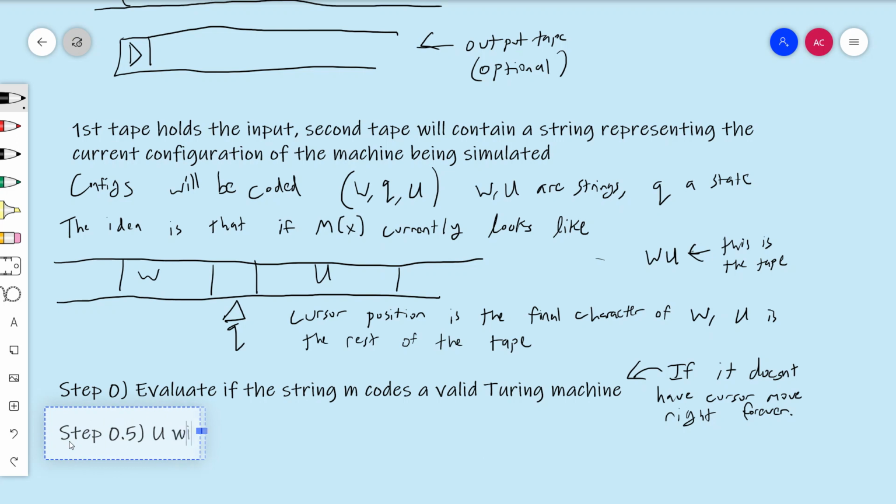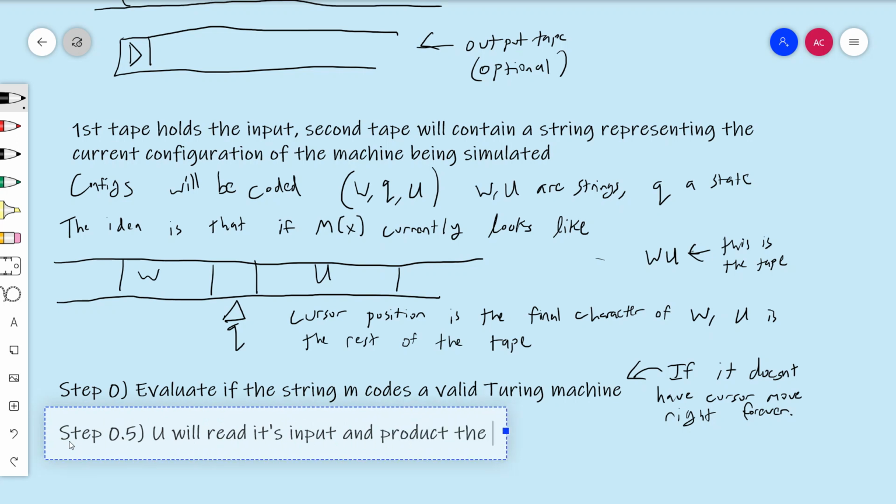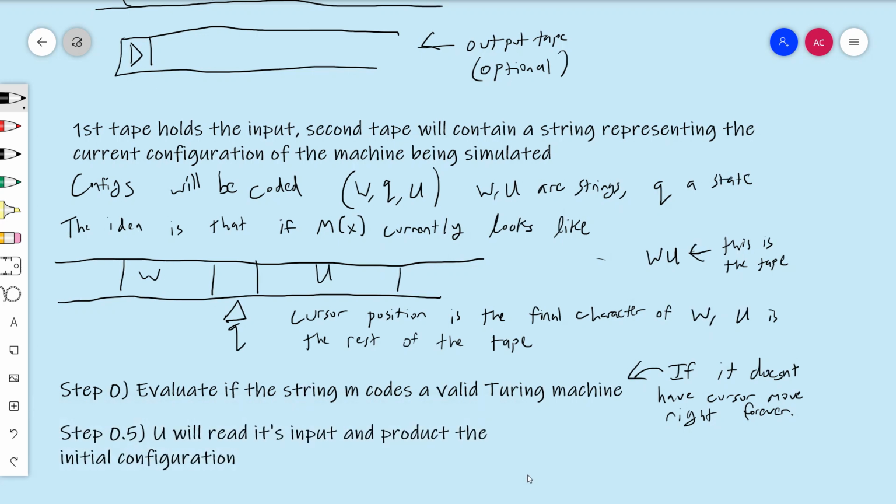U will read its input and produce the initial configuration. It'll read all the way across its input tape, and it'll basically print this on its output tape. It'll print a single triangle. This is where the cursor is going to be, obviously. This is where the cursor would be for M, and then it'll print Q-I, and then X. So, given our input and our coding of configurations, this is what the initial configuration should look like.